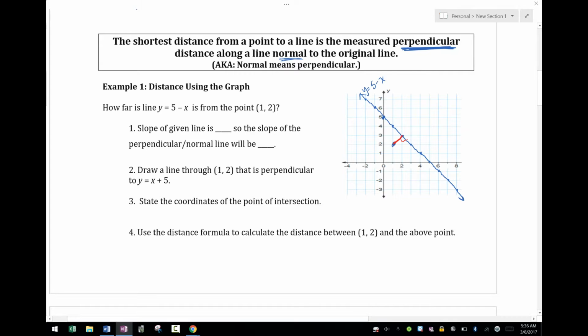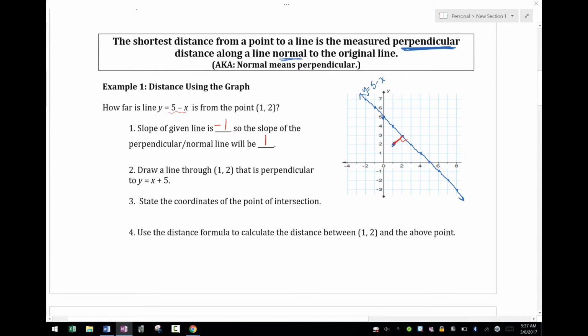So let's kind of do the scaffolding now and make sure that we're doing this appropriately. The slope of the given line is blank. The slope of 5 minus x is a -1. So the slope of a perpendicular or normal line will be the opposite reciprocal of -1, which is 1.